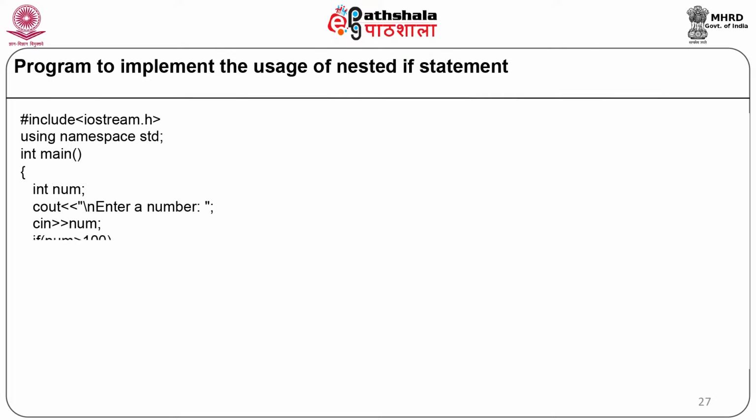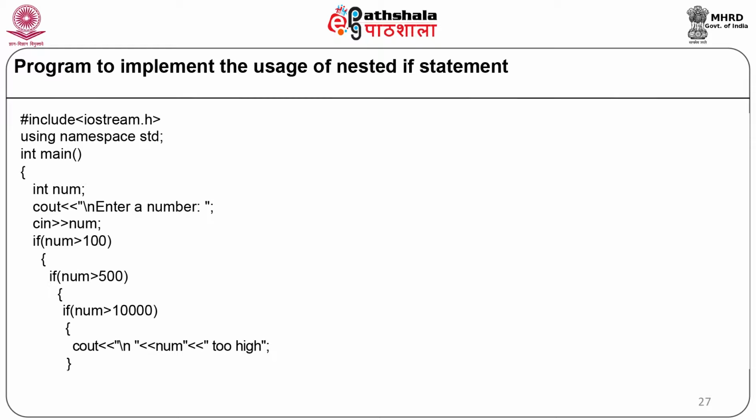Now, we are going to start with the nested if structure. Here we are checking the value of this particular input number. If number is greater than 100, inside that we are checking if it is greater than 500, inside that we are checking if the number is greater than 10,000, then we are displaying the message cout num too high. If the number is less than 1000, then we will display the message the number is medium. Now, here the 2 if conditions will end, the third if condition will also end, and outside that we will have one more if condition.